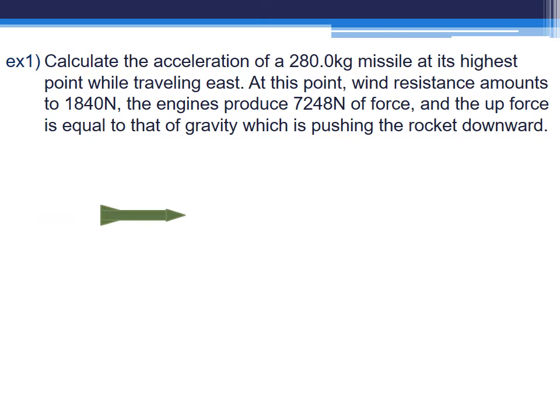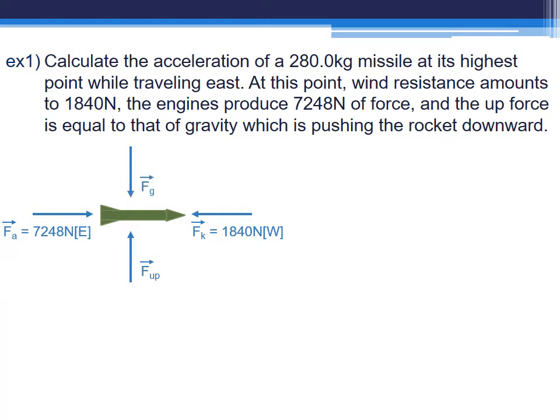The wind resistance is 1,840 newtons, so that is going to be working against the direction of the rocket. So Fk is equal to 1,840 newtons west. The rocket's engines are pushing with 7,248 newtons of force. So the force applied is 7,248 newtons east. We're told that the up force is equal to the force of gravity, and since they are equal and opposite in direction, they will cancel out.